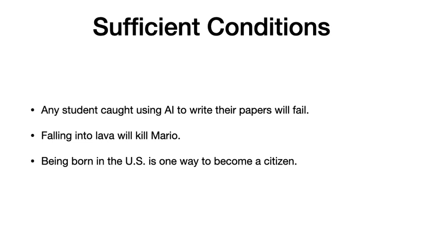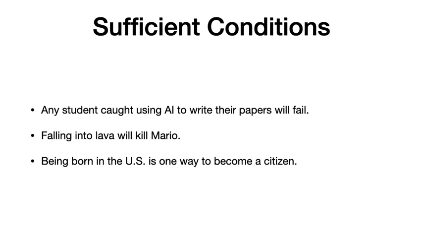Sufficient conditions are a different thing. Any student using AI to write their papers will fail. Falling into lava will kill Mario. Being born in the US is one way to become a citizen. Now, with these, we're not saying that for a student to fail, they have to use AI. There are lots of ways to fail a class. If you sit down and write your own papers, but you just free associate whatever comes into your head and it has nothing to do with what the professors talked about in class, in most classes you will fail.